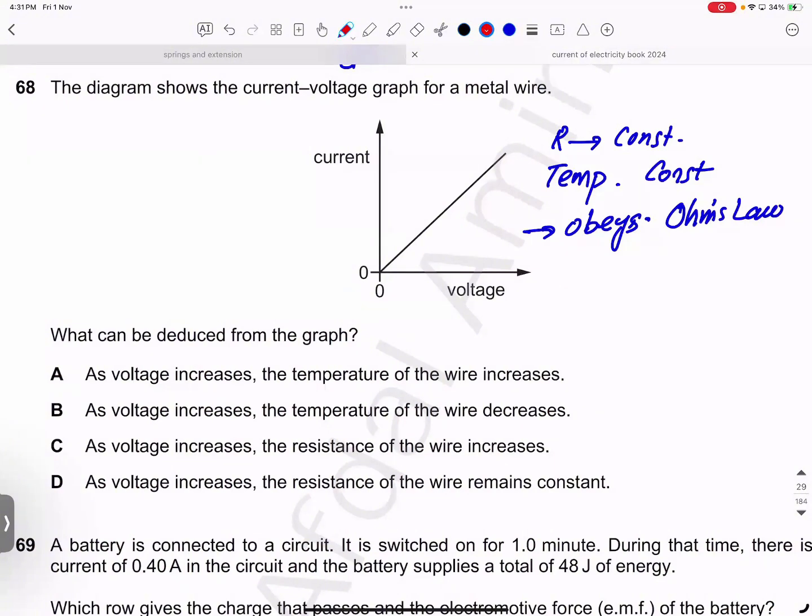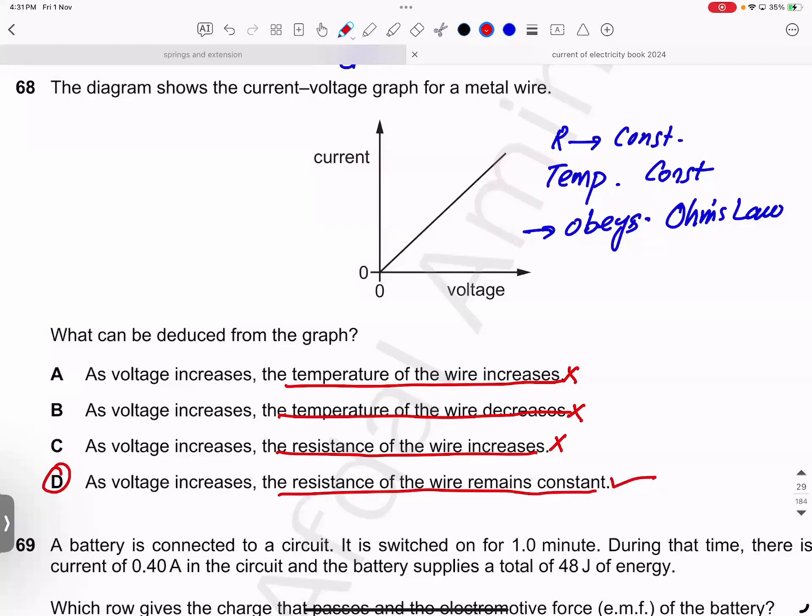So let's see what can be deduced from this graph. As voltage increases, temperature increases. Wrong. I told you if resistance is constant, the temperature must also be constant. As voltage increases, the temperature decreases. No, temperature is constant. As voltage increases, the resistance increases. No, resistance is a constant. As voltage increases, the resistance is constant. Yes, option D.